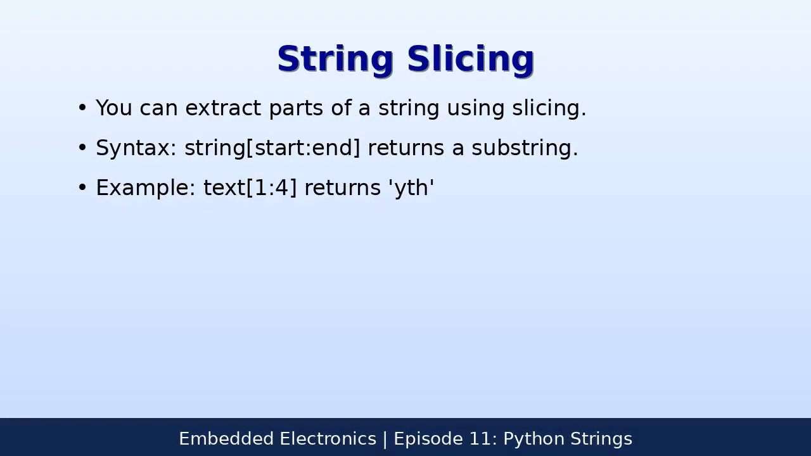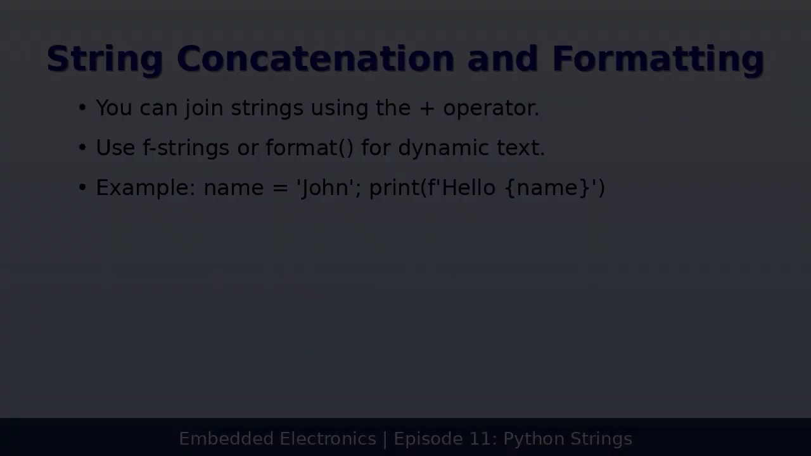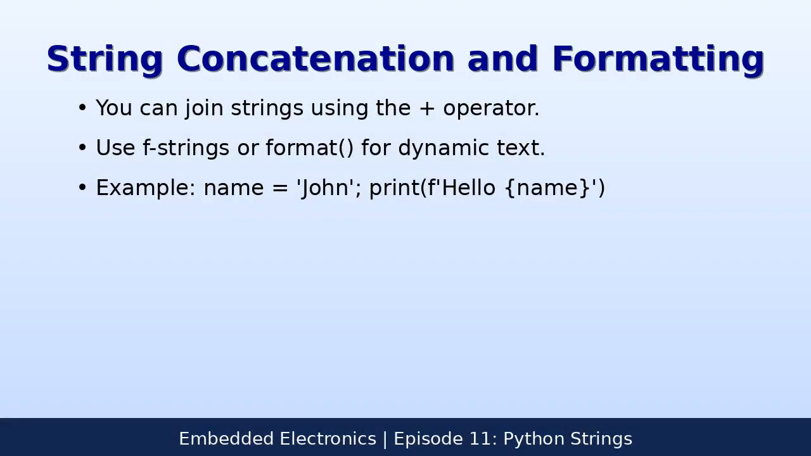You can extract the substring using slicing. Use start and end indexes inside square brackets to get a part of the string. String methods like upper, lower, replace, and strip help modify or clean strings easily. You can combine strings using the plus operator or F strings. F strings allow easy insertion of variables into text.